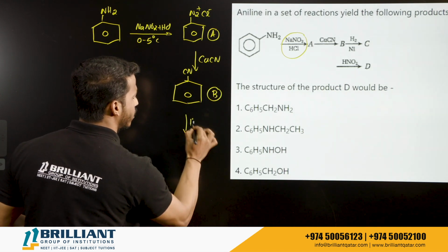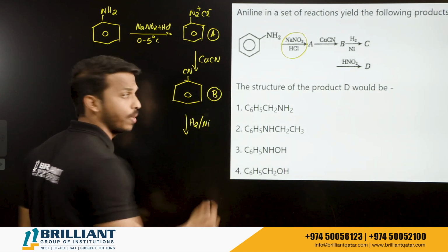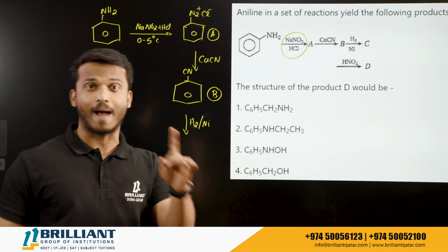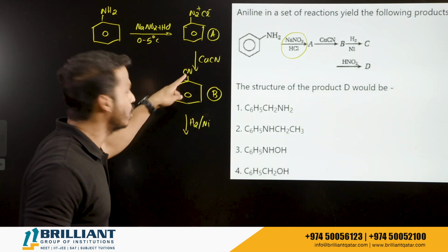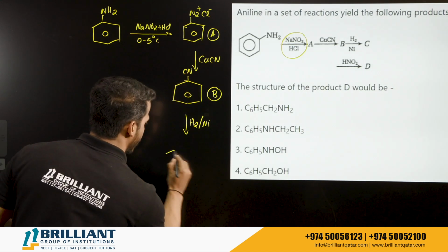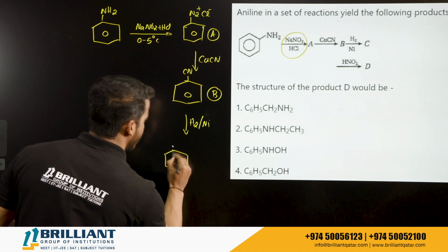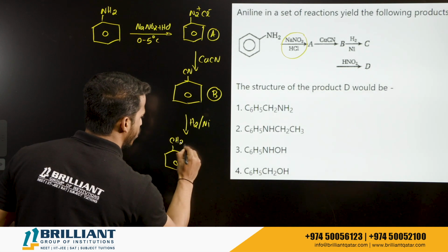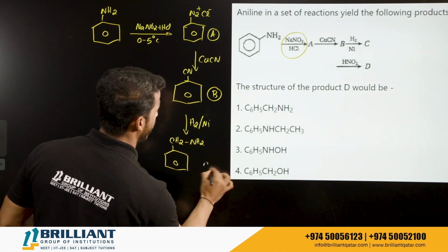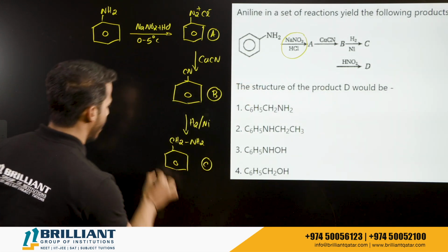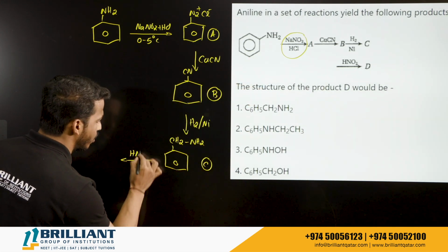It is then reduced with hydrogen and nickel. In the previous question we discussed what happens when a cyanide is reduced: you will get a primary amine. So we get the compound as benzene with CN converted to CH2NH2. This is compound C. And what is the last step? The last step is nothing but HNO2.